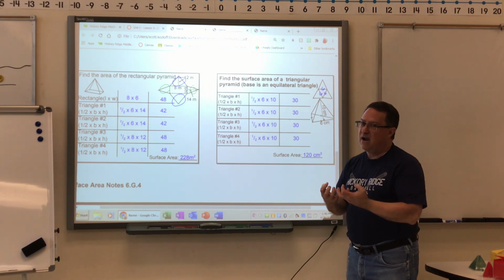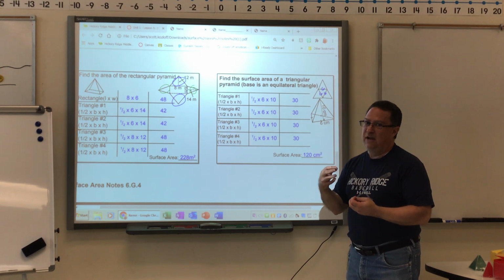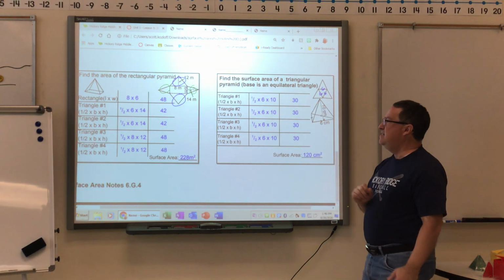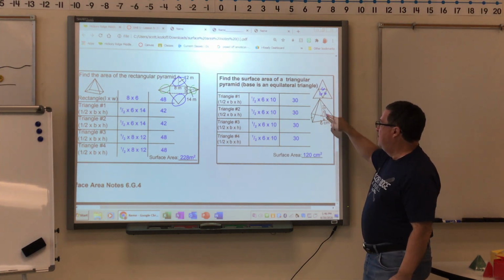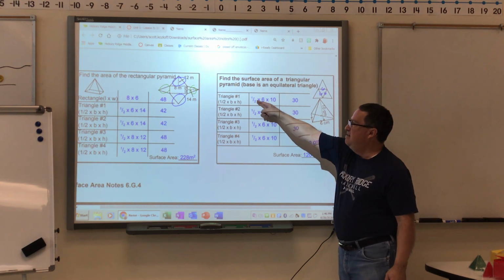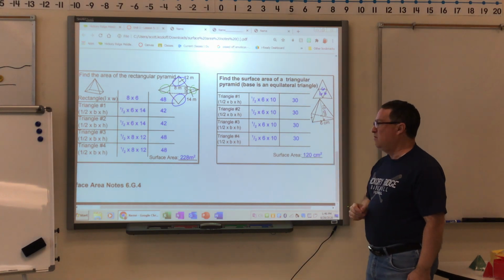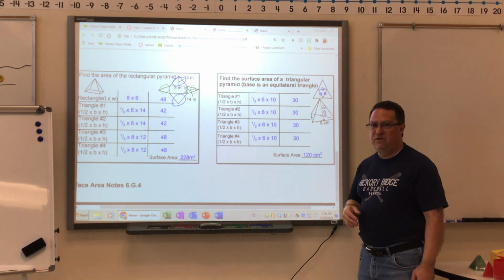Just like a square has 4 sides that are equal, a triangle that is equilateral has every side the same. So every one of these numbers will be the same. If you find 1 height and 1 base, then you can take that 6 times 10 divided by 2, or multiply by 1/2, and you're going to get the same number 4 times. Multiply them together, voila, there's your answer.